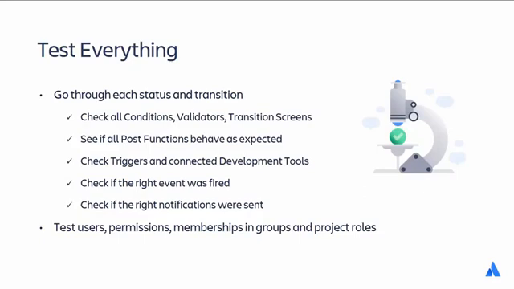Finally, test everything thoroughly. Step through each status and transitions, checking if all conditions, validators, transition screens, and post functions behave as expected. Check triggers and their connected development tools, and see if the right event was fired and the right notifications were sent. You may need to use virtual users to test different permissions and memberships in groups and project roles.